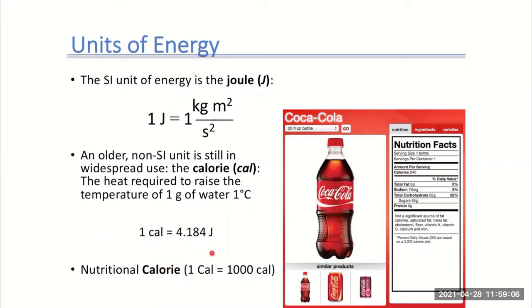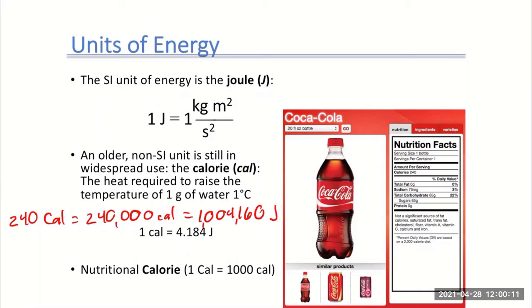Or you can think it contains 240,000 little calories. We can even go a step further and say that our 240 calories equals 240,000 little calories. And if we want to convert to joules, that would give us 1 million joules of energy just in that one soda bottle. You may think twice about drinking soda at this point. You're consuming 1 million joules of energy.